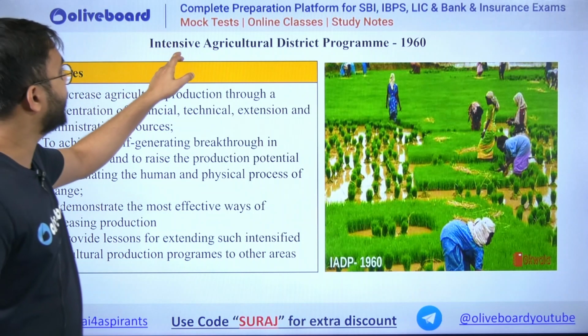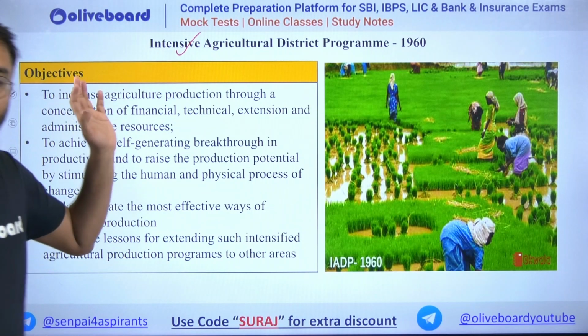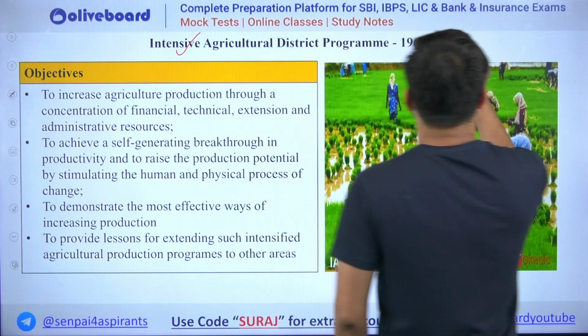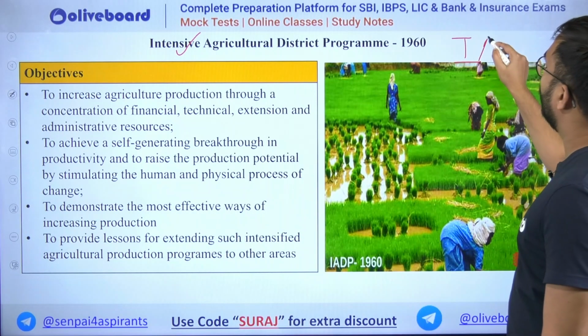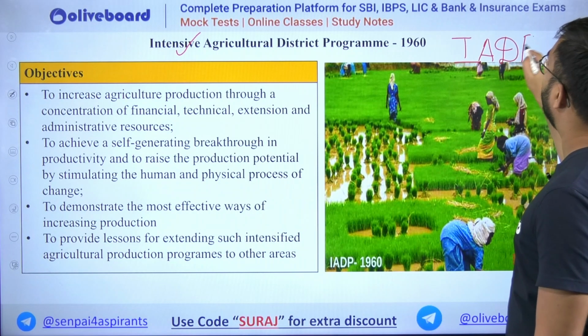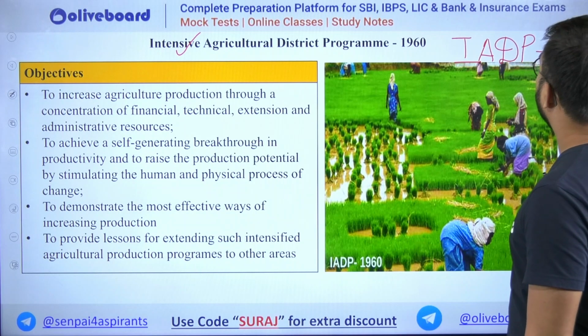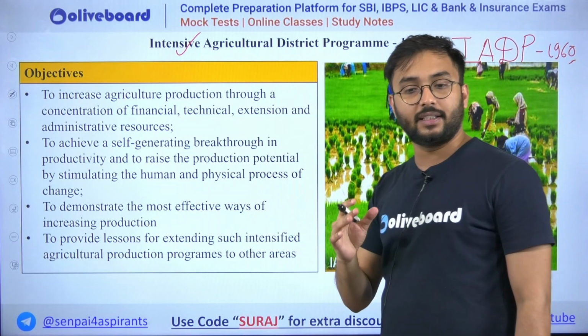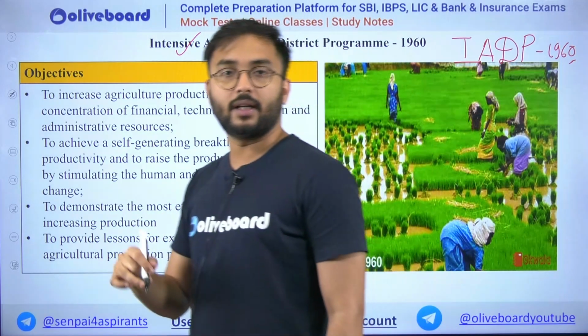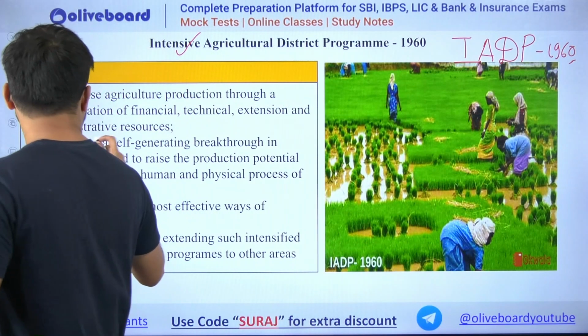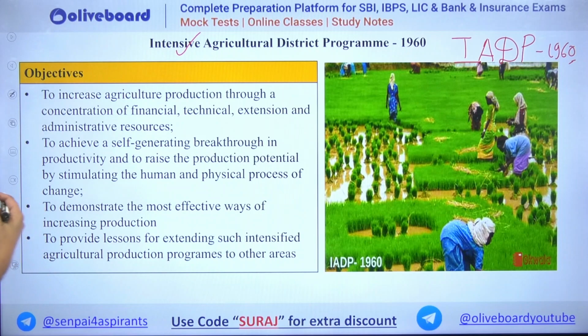Then comes the Intensive Agricultural District Program, a very important scheme this is, okay. Intensive Agricultural District Program, 1960s. Now understand very carefully, IADP is very important when we consider agricultural overall production and prosperity in the country, okay. Now what were the objectives of the Intensive Agricultural District Program?